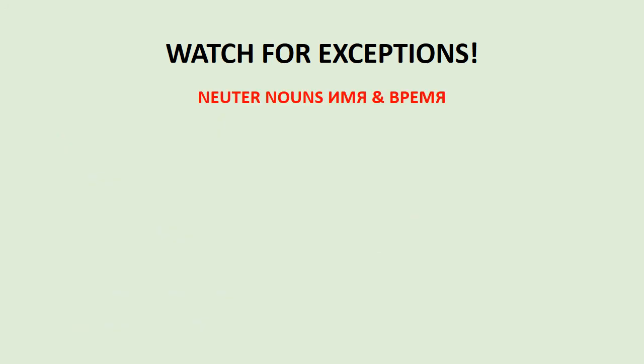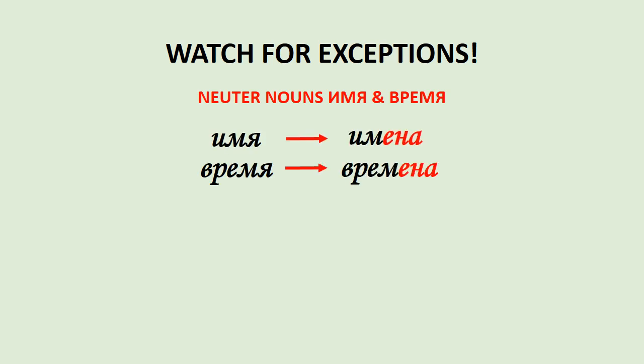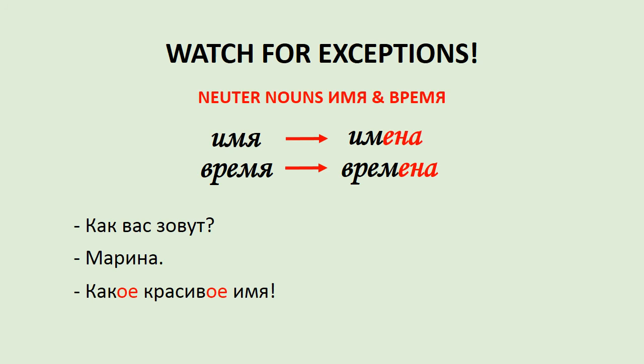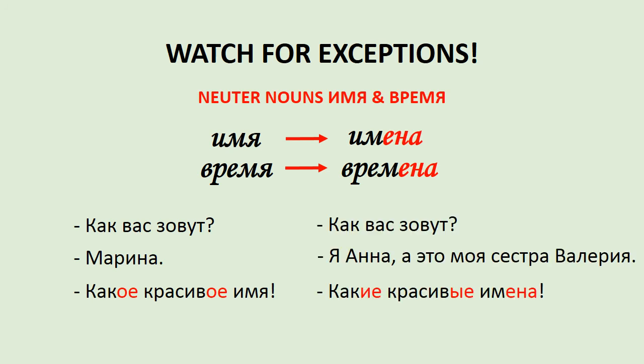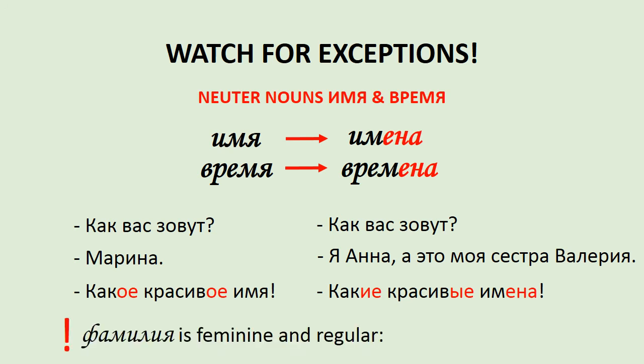You will also need to memorize the plural forms of neuter nouns имя and время. The plural of имя is имена, and the plural of время is времена. Как вас зовут? Марина. Какое красивое имя. Как вас зовут? Я Анна, а это моя сестра Валерия. Какие красивые имена. Please remember that the word фамилия is feminine and regular. Смит и Джонсон. Английские фамилии.